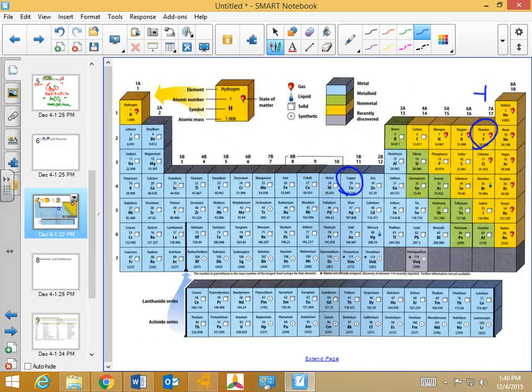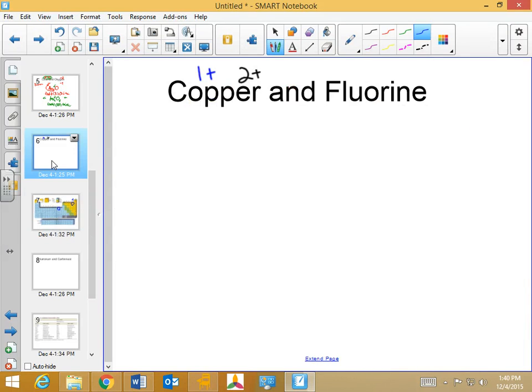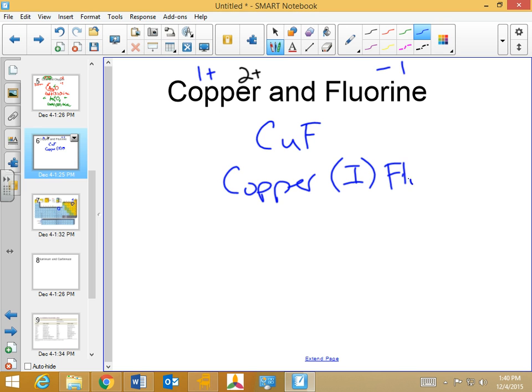We know that that's a -1. So we'll take our 1+ and our 1-, and put them together. One of them will balance: CuF, copper fluoride. Copper, but don't forget, we need our oxidation number, our Roman numeral to tell us what charge. And then fluoride. Again, cut off the -ine and put "ide" on the end.